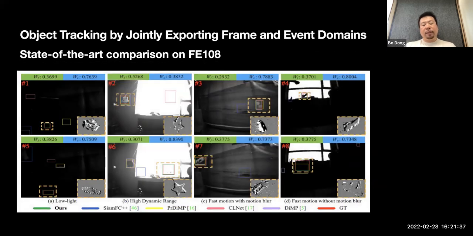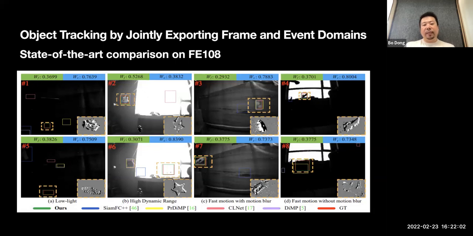And this is some qualitative results. Remember, I just mentioned the weight to balance the contribution from the frame domain and the event domain. In this case, it's a low light condition, which is one of the degraded conditions we generated. We can see that because the event-based camera can still see the object, the weight on the event domain is much higher than on the frame domain, and the same here.